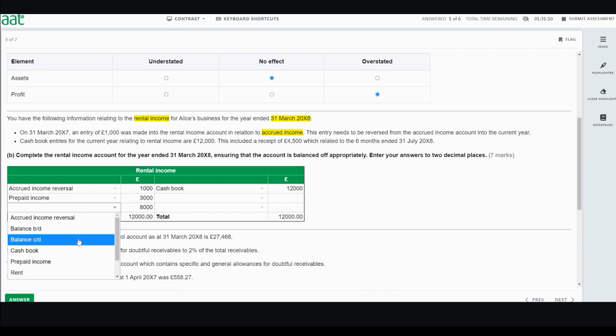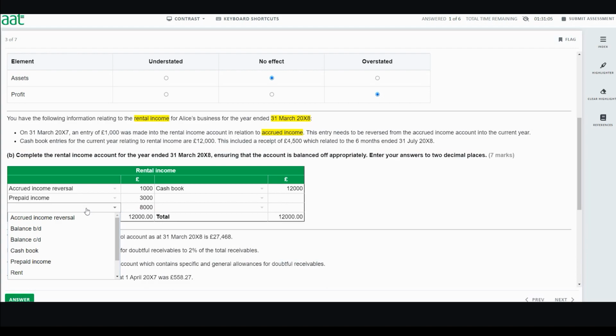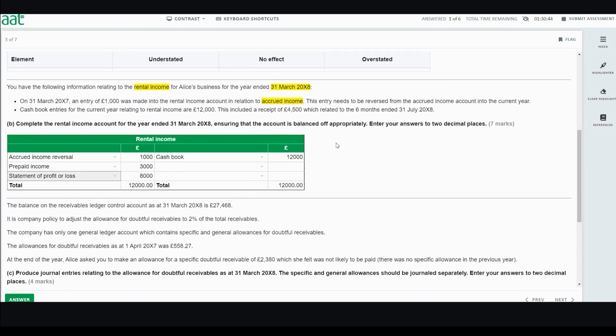So it's going to go to one of your financial statements. It'll go to the statement of profit or loss. We're transferring it to the financial statements so that we can calculate our profit, which means we can move on and calculate what tax we owe, etc. So quite easy when you pull out the information. There's a lot of words there, but you're only pulling out the important bits: how much, what it's actually for, and the dates.